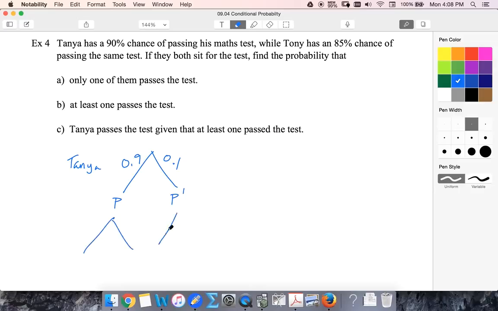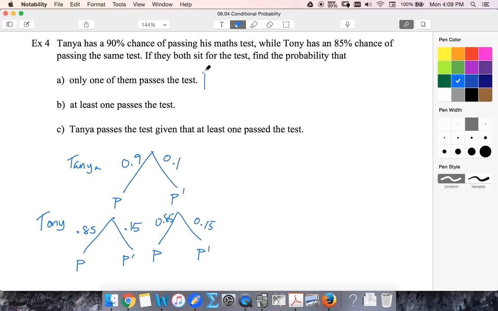And then our second set of branches is for Tony. He has an 85% chance of passing, which means a 15% chance he doesn't pass. And it's the same because these are independent events. Okay, so again, we've got four different outcomes. They both pass. Tanya passes, Tony doesn't. Tanya doesn't, Tony does, and they both don't pass.